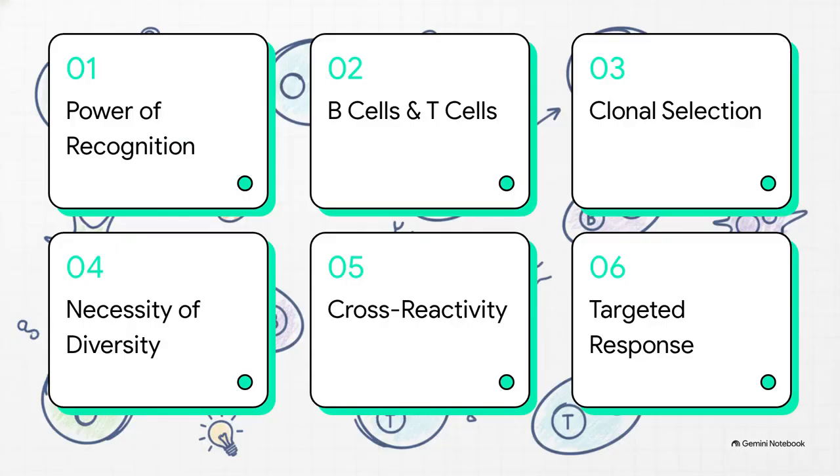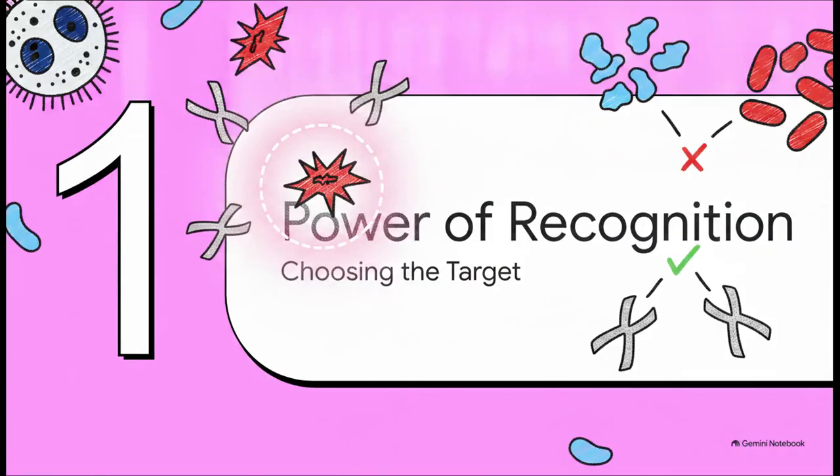Here is our roadmap. We'll be looking at the power of recognition, B cells and T cells, the clonal selection theory, the necessity of diversity, cross-reactivity and nuance, and finally, the targeted immune response. Okay, let's jump right into Section 1, the power of recognition, choosing the target.